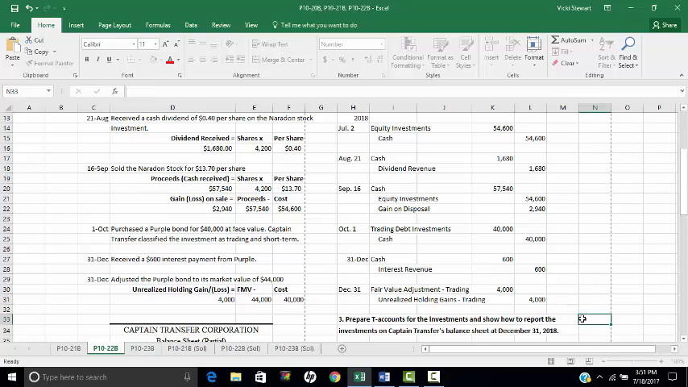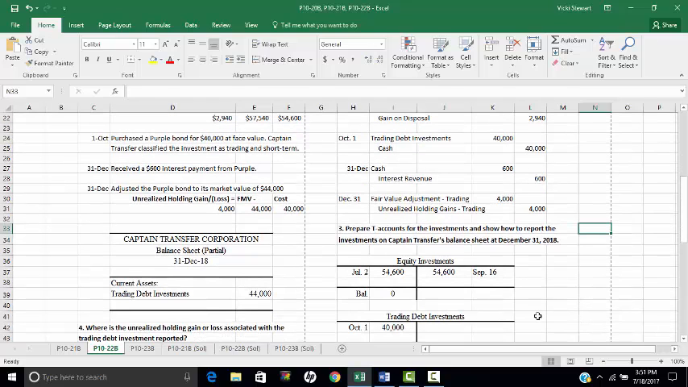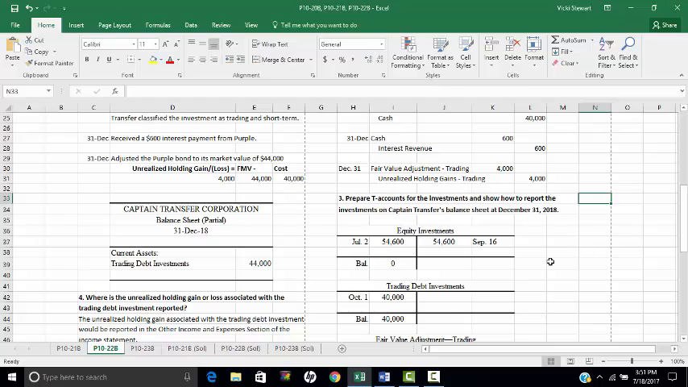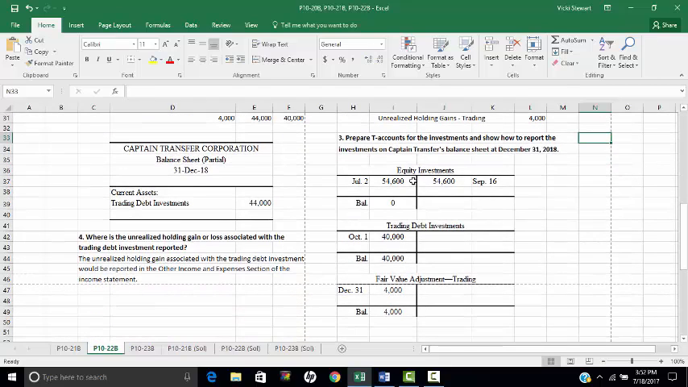The third part or third requirement states to prepare T accounts for the investments and show how to report the investments on Captain Transfer's balance sheet at December 31st, 2018. As I have been making the entries in part two, I have also had the T accounts updating as we purchase securities, as in the Narodon stock, on July 2nd, and then sold those securities on September the 16th, so our equity investment account balance is zero.